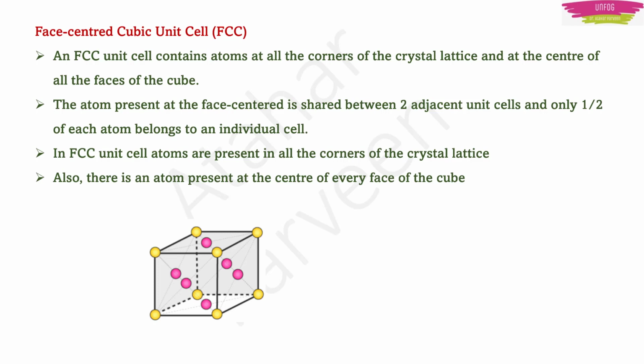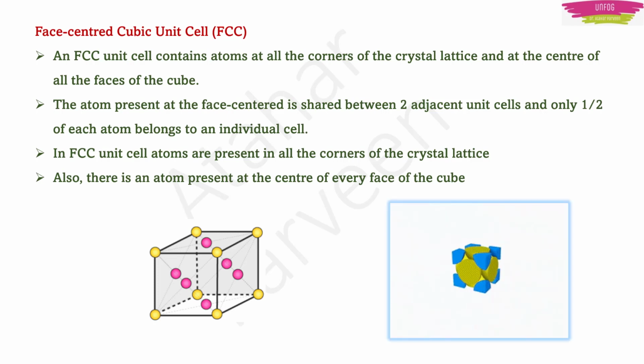Okay, now in the FCC unit cell, atoms are present in all corners of the crystal lattice also. Okay, and also there is an atom present at the center of every face of the cube. Correct. So you can imagine here, in order to find the number of atoms belonging to one FCC unit cell, you can see here this 3D figure.